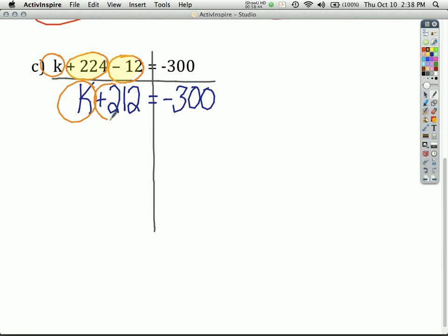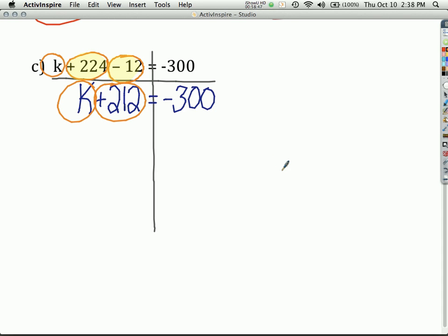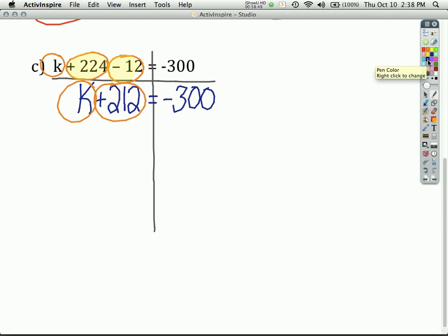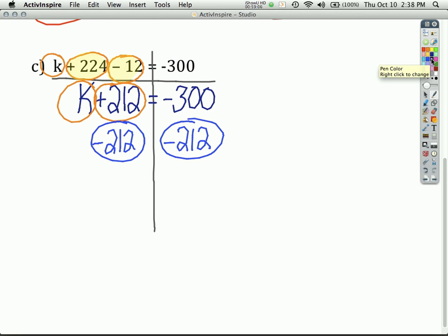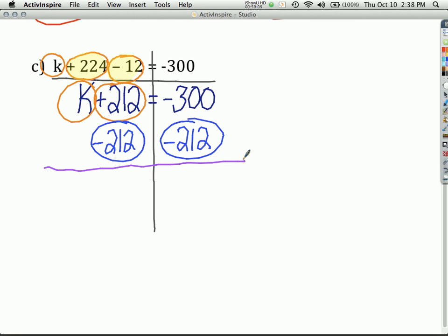That's a k. That's a positive 212. And now we can do our inverse bubbles. Inverse bubble, inverse bubble. What's going to go in the bubble? Gary? Negative or minus 212. Minus 212. Elementary school line. Now this is no longer the equation we're working with. Now we're working from here down. K and nothing is k. These cancel out. Equals negative 300 minus 212.